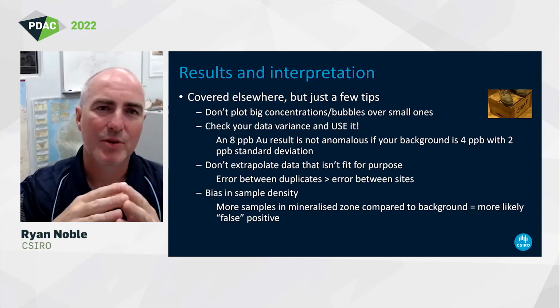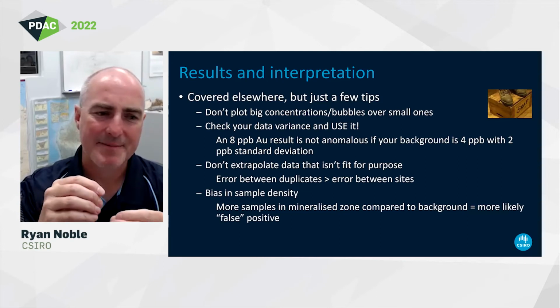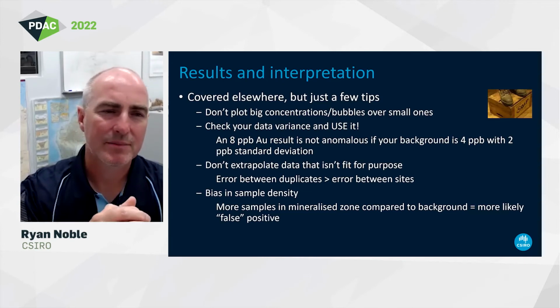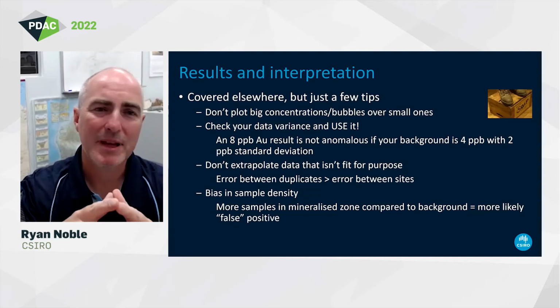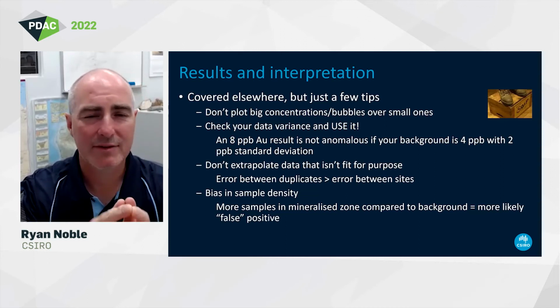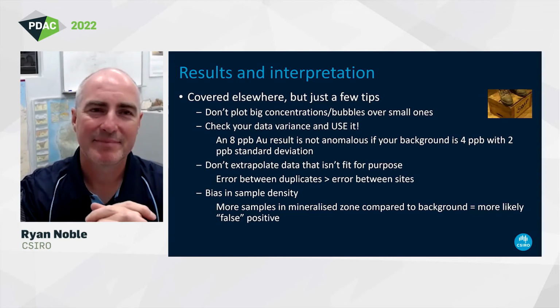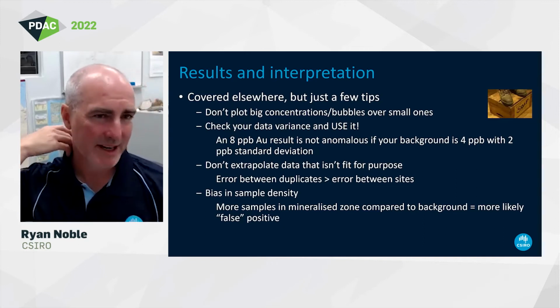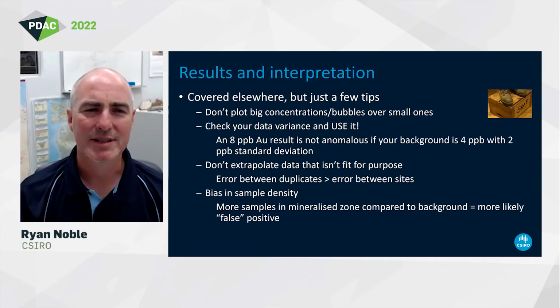A couple of just dot points on results and interpretation. I'm not going to spend a lot of time on this, but some of the other guys will present that, I believe. Don't plot big concentrations over small ones. If you have to plot them, put the small ones on the top. It's really, I guess, not representative of your surveys. Look at your data variance and really use it. This is something that doesn't get used a lot.